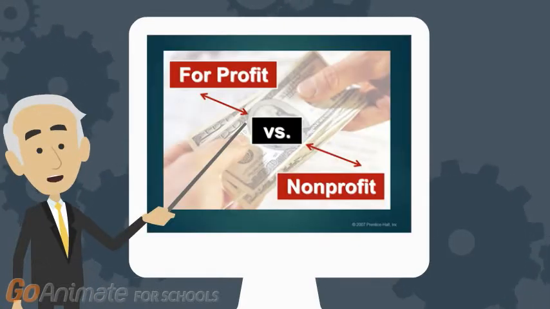What do we mean by profit? Here's a simple explanation. Profit is the difference between the revenue that a company brings in from selling goods and services and the costs of generating this revenue.